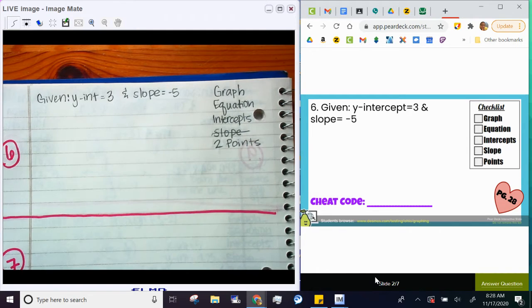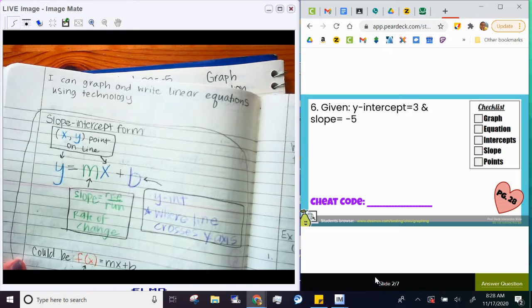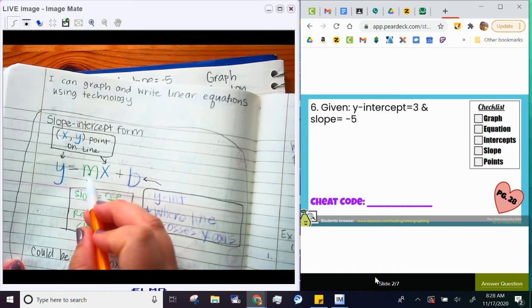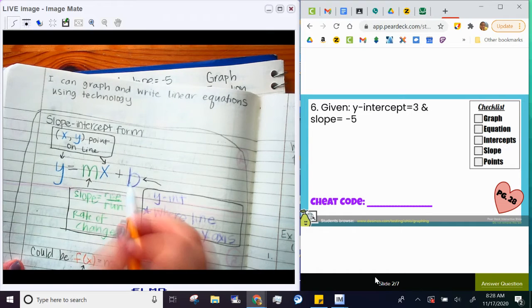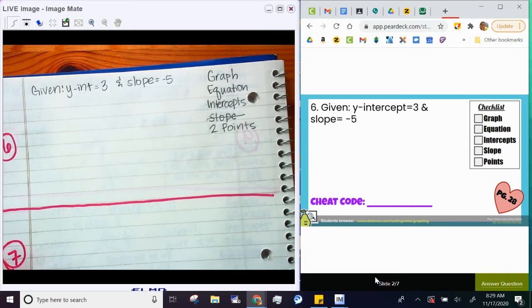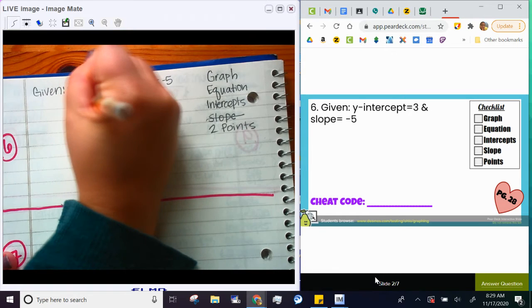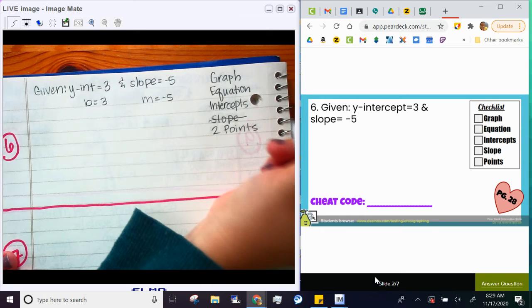Okay, so my first instinct is to always go to my notes. Remember, we took notes on number 27. And I'm going to look at those notes. So I know the slope is the m value and the y-intercept is the b value. And they gave me slope and y-intercept. So I know the m and the b already. So the b this time is 3 and the m this time is -5.